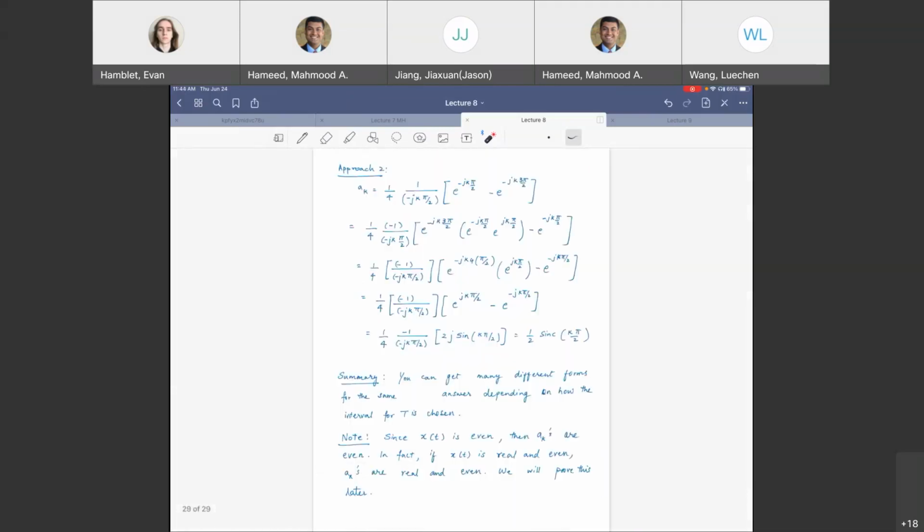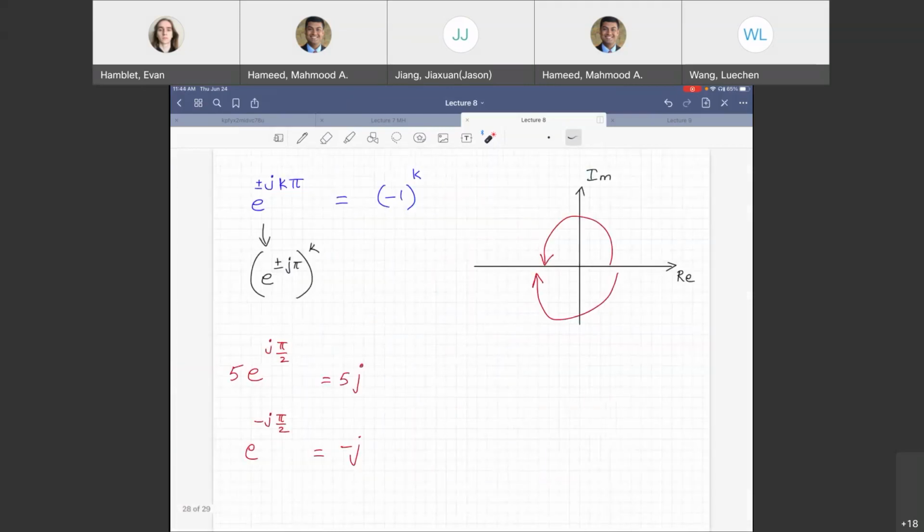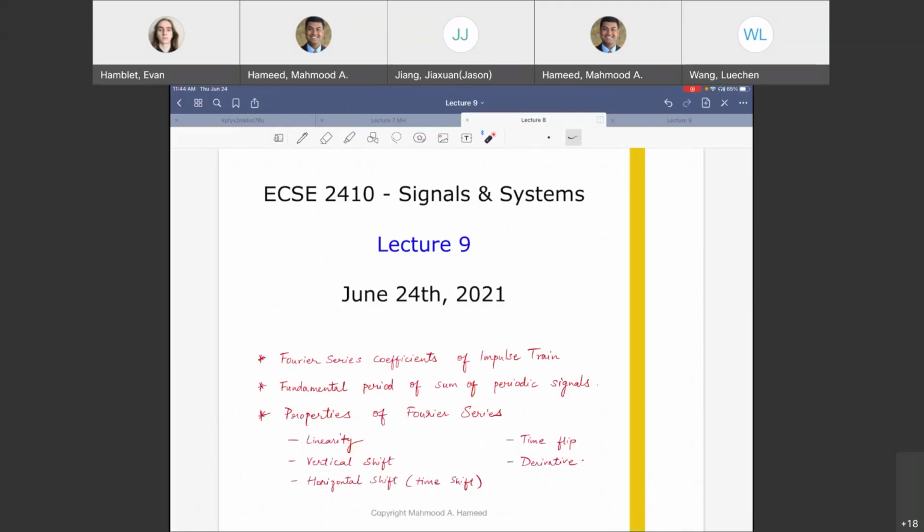Talked about this. That's fine. We talked about that as well. Approach two, we can have all the other different approaches. Let's begin our next lecture. So we'll make a start and then we'll continue it on Monday.